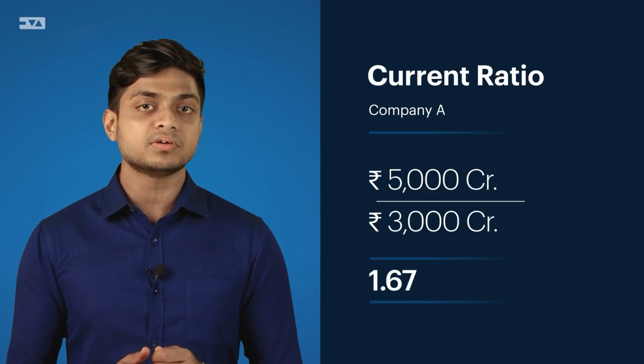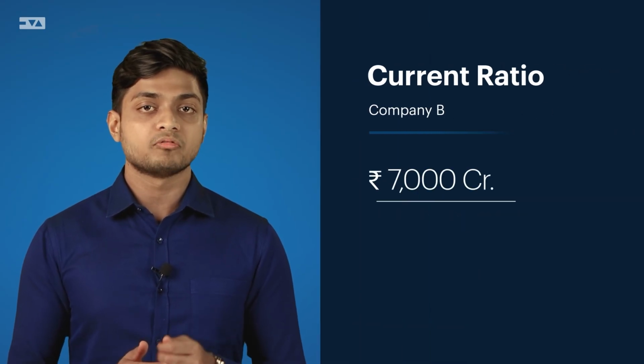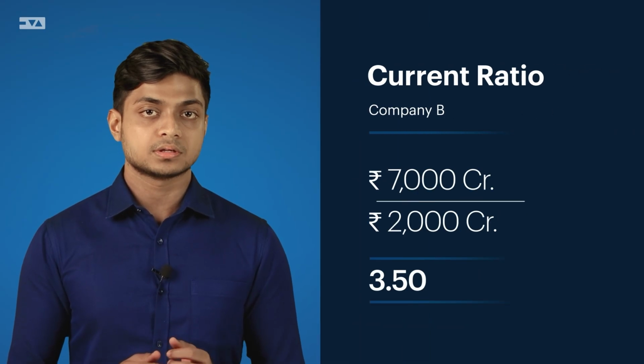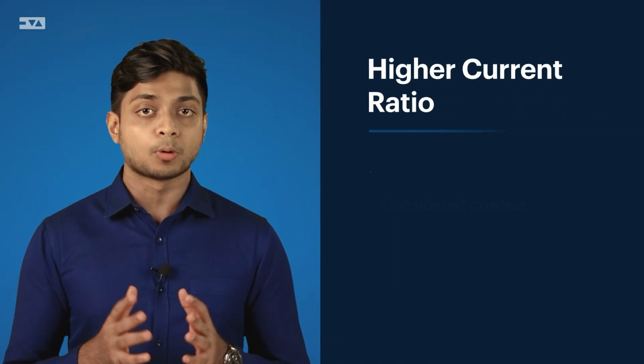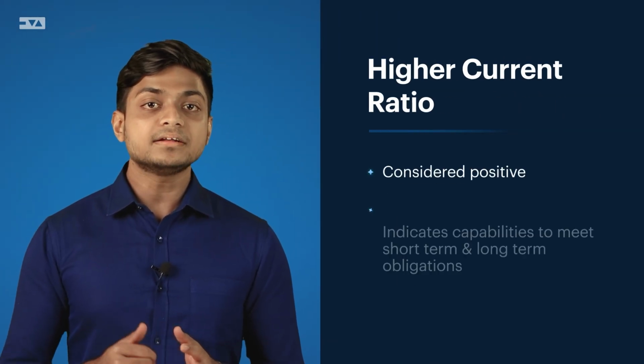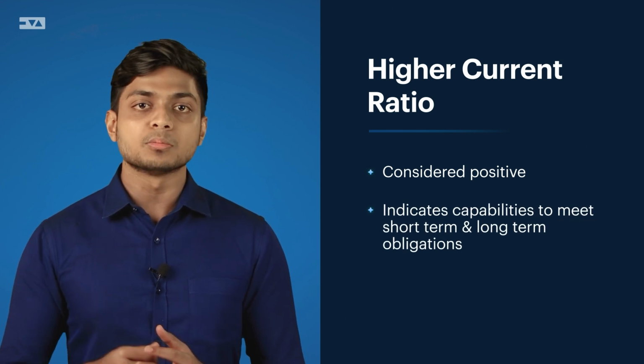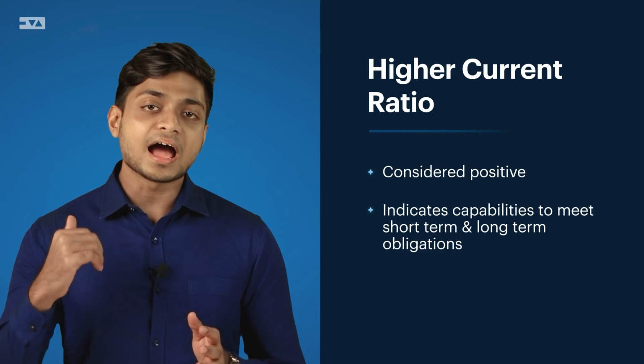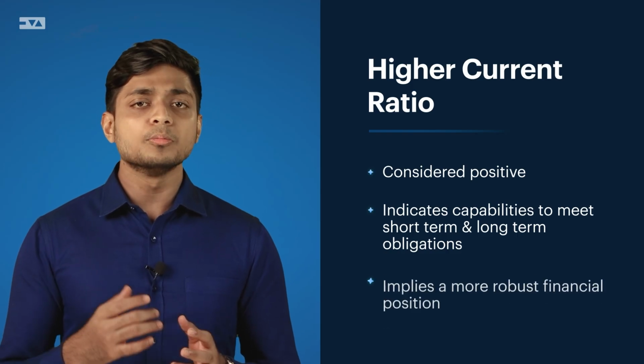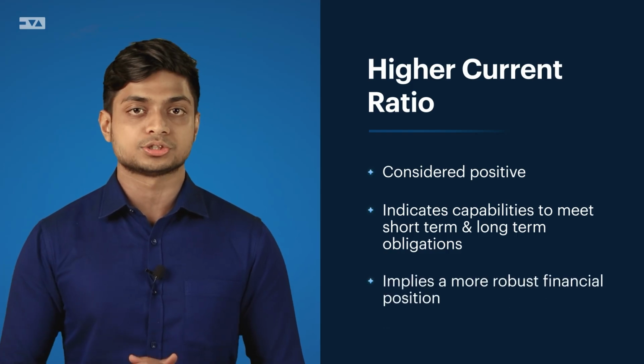Continuing with the same example, Company A's current ratio will come out to be 1.67 and Company B's ratio will come out to be 3.5. In the context of solvency, a higher current ratio is considered positive, indicating better capability to meet both short-term and long-term obligation. Company B's higher current ratio implies a more robust financial position.